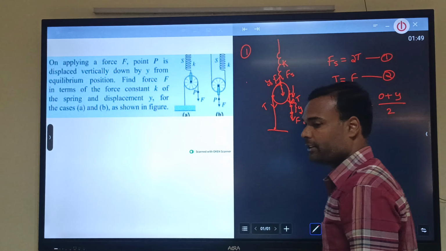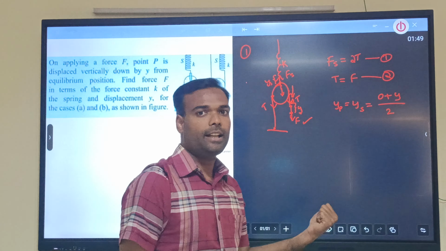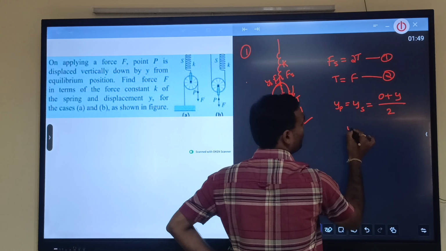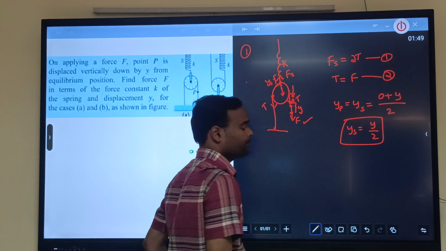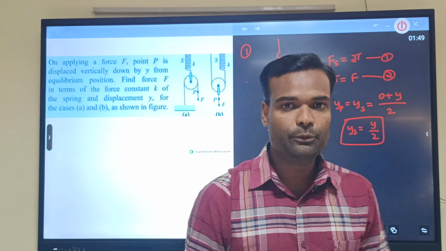This is a formula I explained to you in our last class only. So if you are interested, you can go back to that class, get that knowledge, and apply the same thing here. Now ys is equal to y by 2. And what is ys here? Extension in the spring. ys is the extension in the spring.